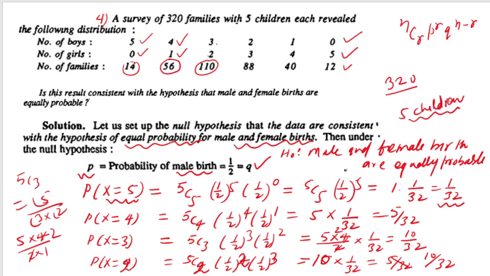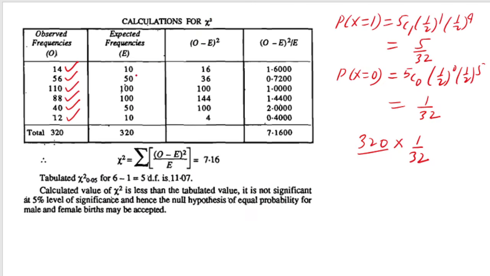So this is what I have written. You can see 14, 56, 110, 88, 40 and 12. Right. And now I am writing the expected frequency as per the binomial distribution. So out of 320 families, the probability that a family will have 5 boy children is 1 by 32. So it is 320 into 1 by 32, that is equal to 10.